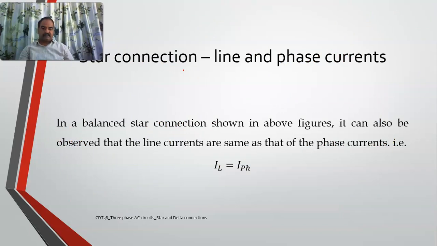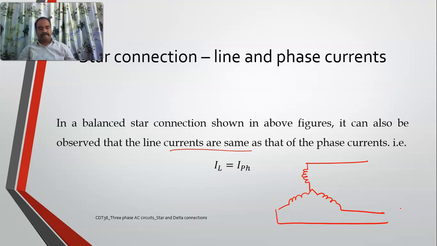And one more thing: in a balanced star connection, in the previous figures, you can see that line currents are the same as phase currents. Now I'll show you the figure. This is your line voltage, right? Whereas this is your phase voltage. Phase voltage and line voltage are not the same. Both are different. This is only up to this one, whereas across these two, you are getting line voltage.